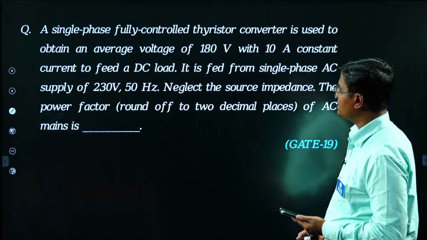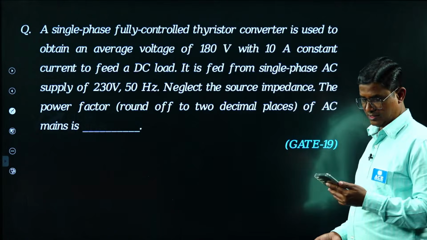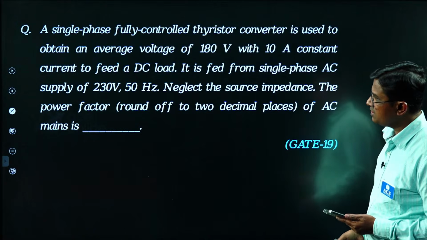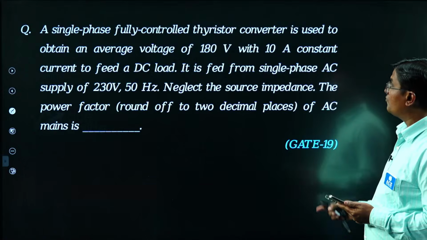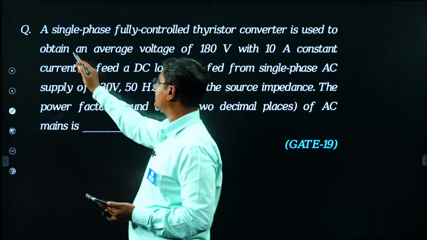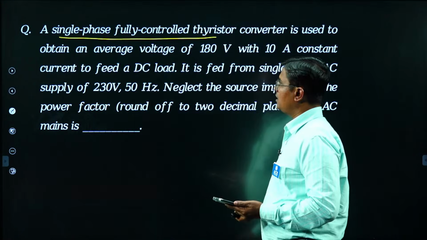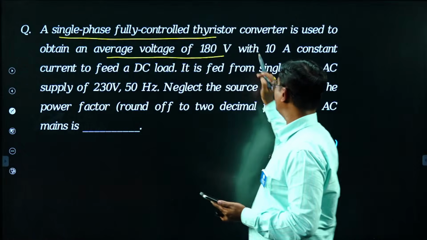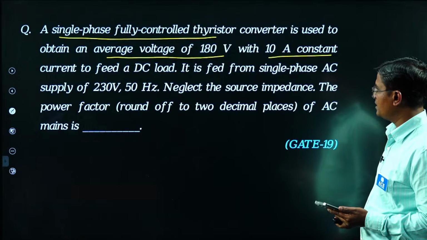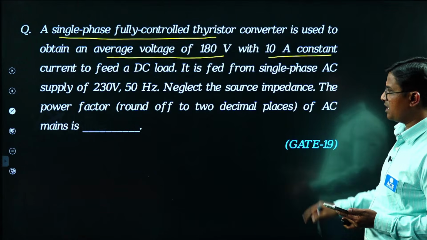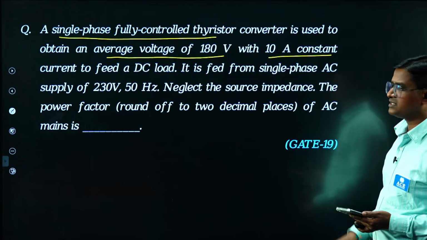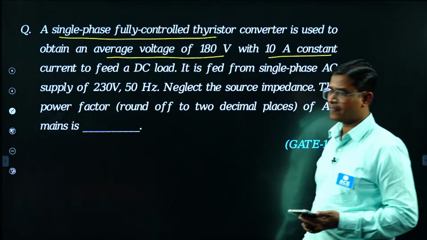Yes. This question is from GATE 2019. A single phase fully controlled thyristor converter is used to obtain an average voltage of 180 volt. They are saying single phase fully controlled means full converter. Single phase full converter and V0 average is 180 volt with a 10 ampere constant current, means load current is constant. It is fed from a single phase AC supply voltage given. Neglect the source impedance. The power factor of AC mains, that is input power factor, they are asking.